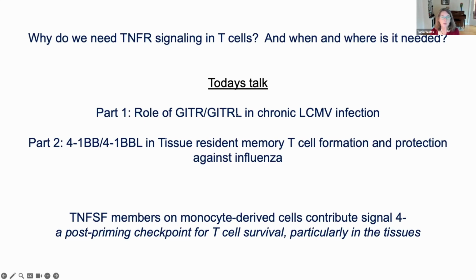The first will be on the role of GITR and its ligand in chronic LCMV infection, and the second will be on the role of 4-1BB in memory T cells against influenza. What I'm going to be telling you is that we think it's not the initial interaction on dendritic cells where this pathway is important, but an interaction on a subsequent set of cells, the monocyte-derived antigen-presenting cells, that are going to be important for controlling these T cells in the tissues.